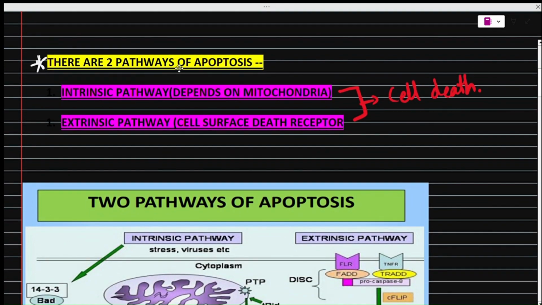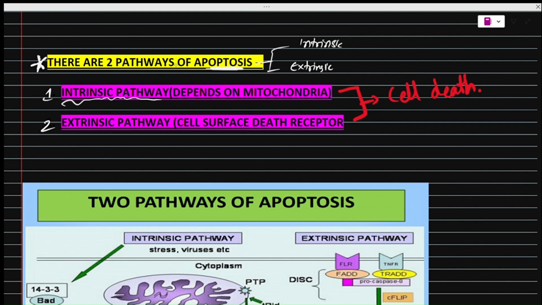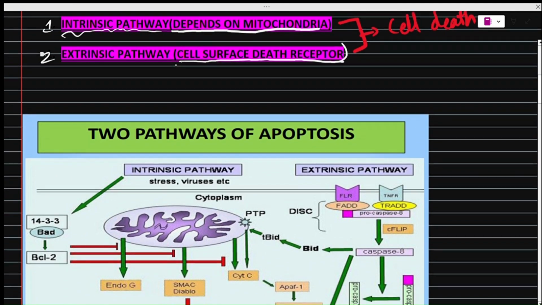We will continue with the first topic, which is the intrinsic pathway. Apoptosis is classified into two parts: the intrinsic pathway, and the second, the extrinsic pathway. The intrinsic pathway, as I have written here, depends on mitochondria, while the extrinsic pathway depends on cell surface death receptors. These are receptors found on the surface of the cell, which is why you can call it the extrinsic pathway.